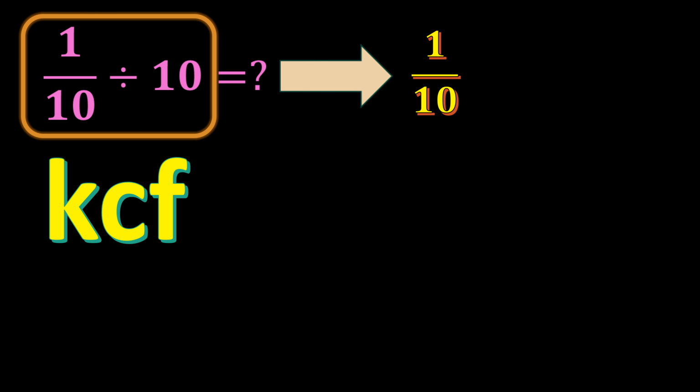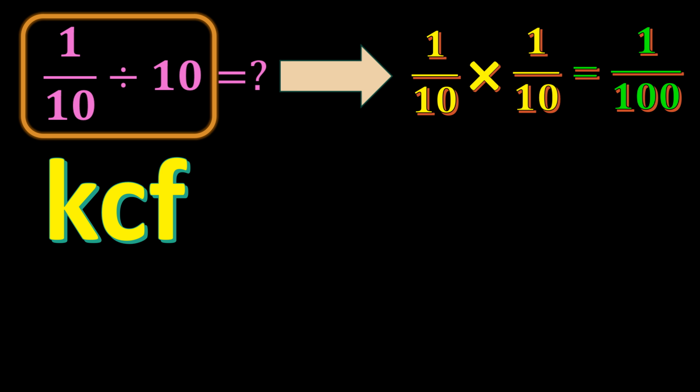According to the KCF rule, we write 1/10 as it is, and the division sign changes into multiplication. Then we take the reciprocal of 10, which becomes 1/10, and 1/10 times 1/10 equals 1/100th.